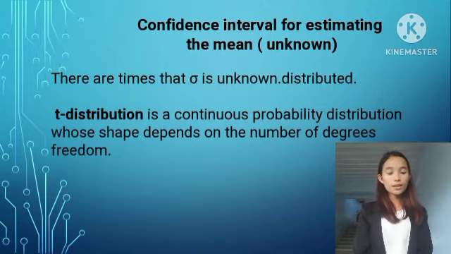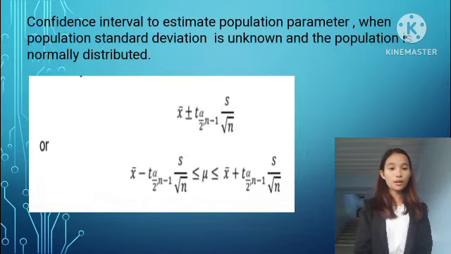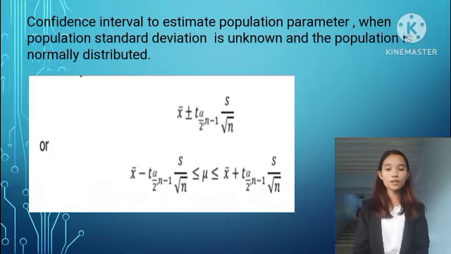Fortunately, William Gossett developed the t-distribution. The t-distribution is a continuous probability distribution whose shape depends on the number of degrees of freedom. Degrees of freedom refers to the number of values in the calculation of statistics that are free to vary. It is used for a confidence interval to estimate the population parameter when the population standard deviation is unknown and the population is normally distributed.